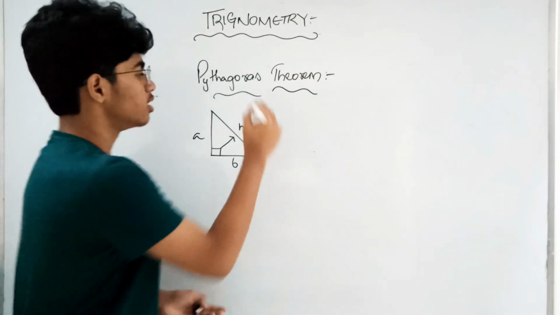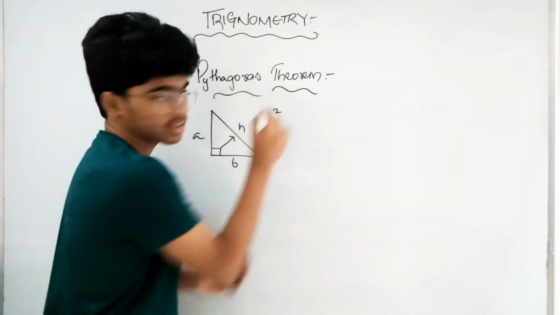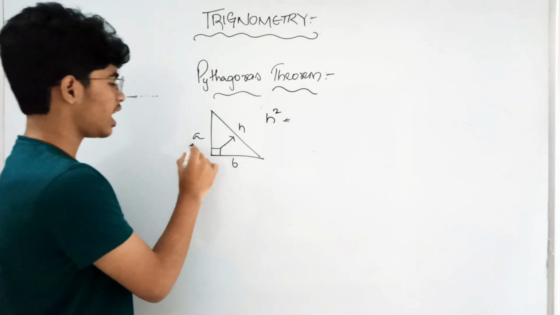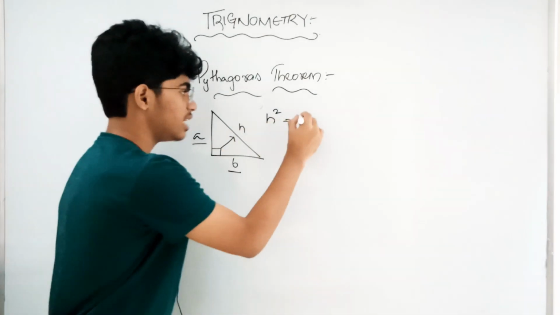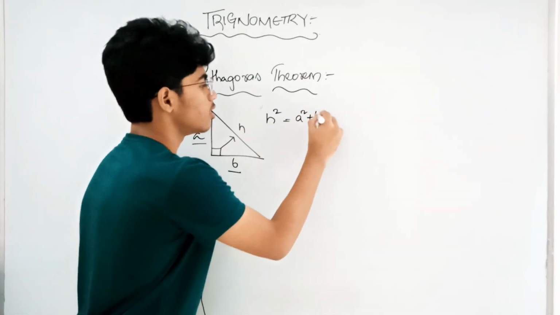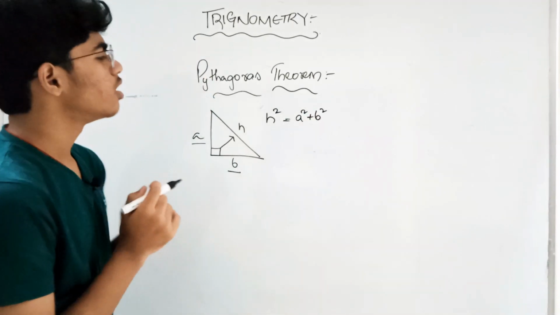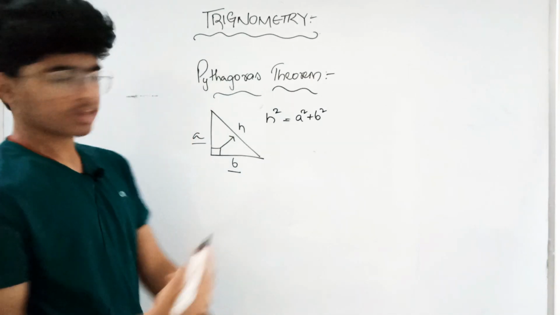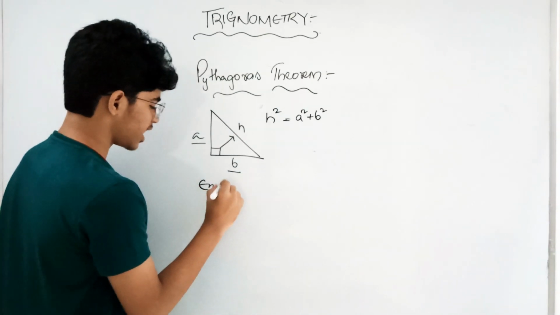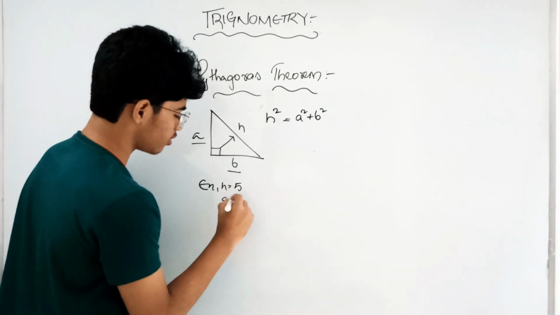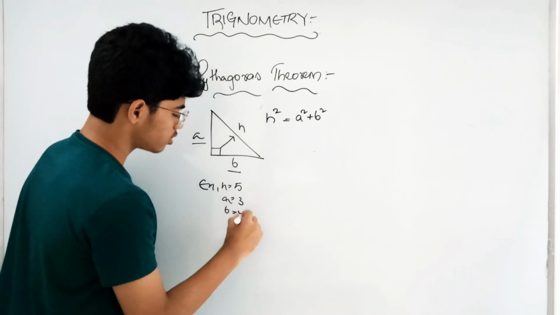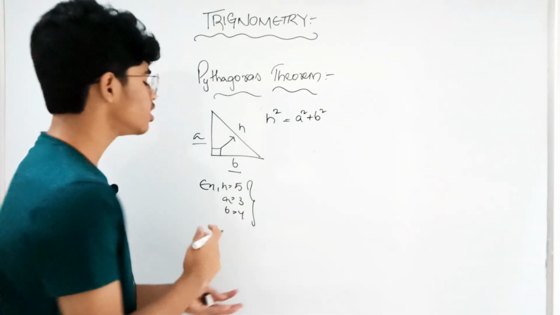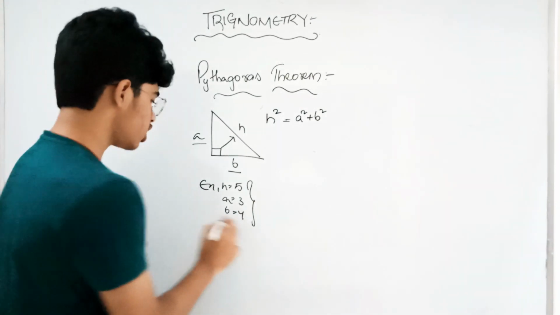It states that the square of the hypotenuse, which is h squared, equals the sum of the squares of a and b, which is a squared plus b squared. To prove the statement, we will have a small example. For example, we take h equal to 5, a equal to 3 and b equal to 4. This is known as a Pythagorean triplet, one of the very common examples for teaching.